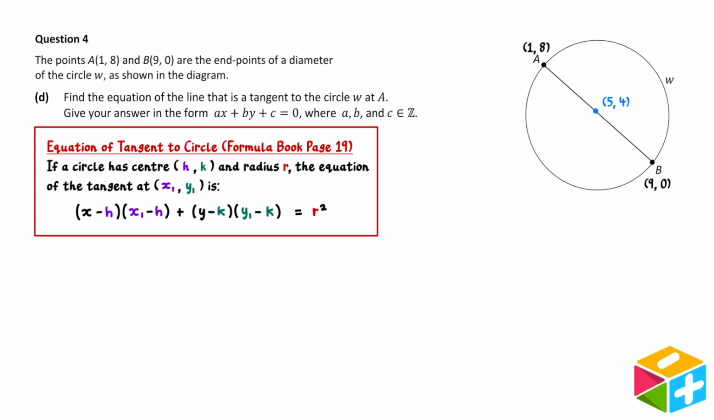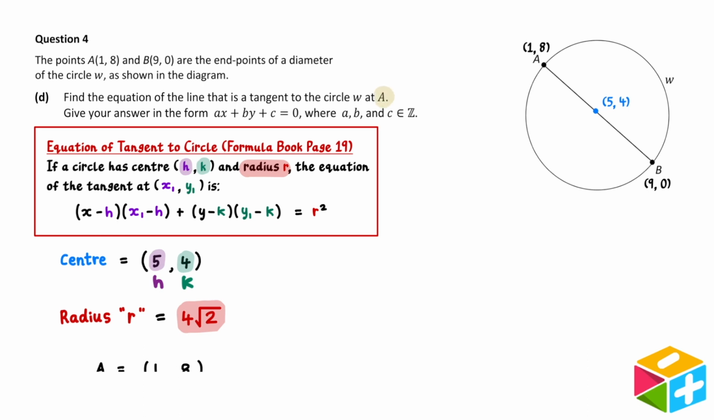In our formula, h and k refer to the coordinates of our centre. The centre of our circle is (5, 4). So here, h is 5 and k is 4. We found previously that the radius r of our circle is 4 times the square root of 2. Finally, we are asked to find the equation of the tangent at the point A, which is (1, 8). This gives us the x1 and y1 value for our formula.